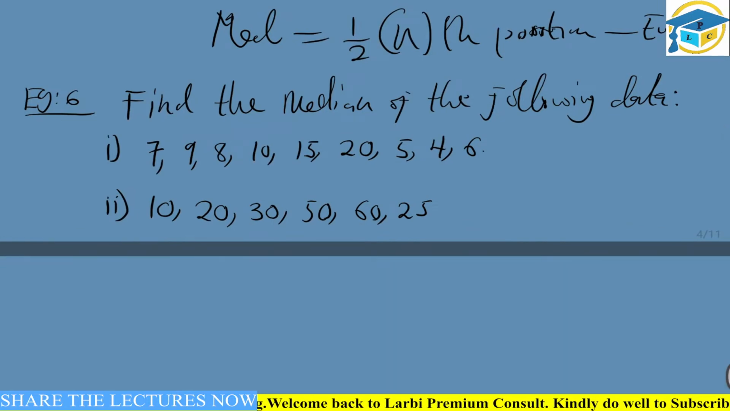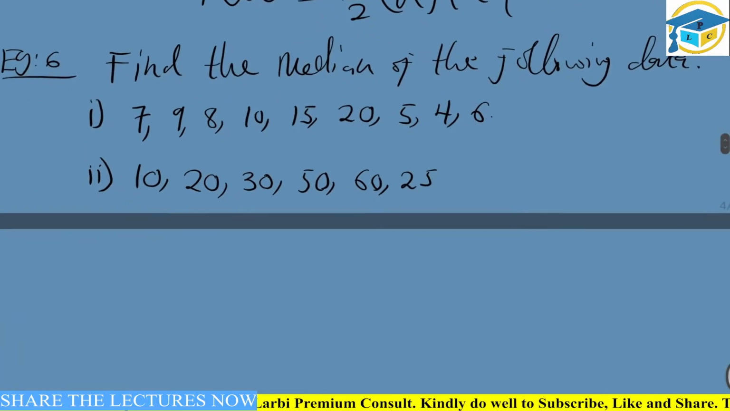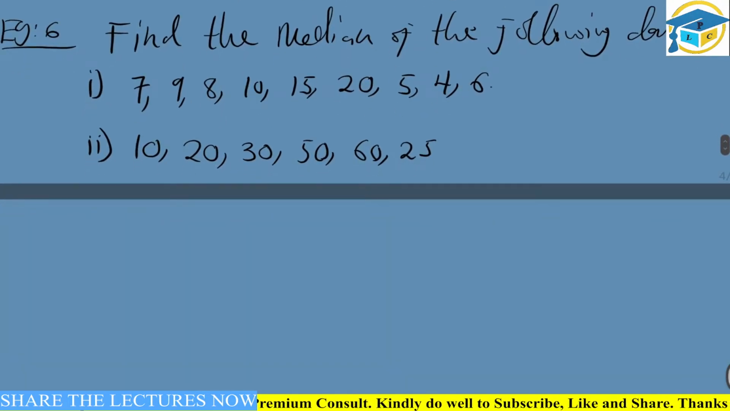This is example 6 from the previous lesson. We are asked to find the median of the following data: 1, 7, 9, 8, 10, 15, 25, and 4. How do you find the median of this particular data? Before we can do that, let's count the number of data involved here. We have 1, 2, 3, 4, 5, 6, 7, 8, 9. So 9 is an odd number.